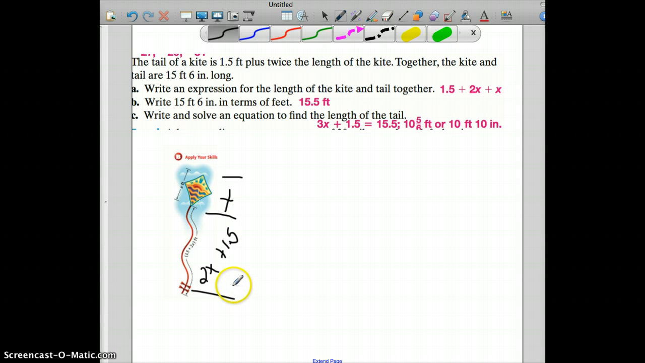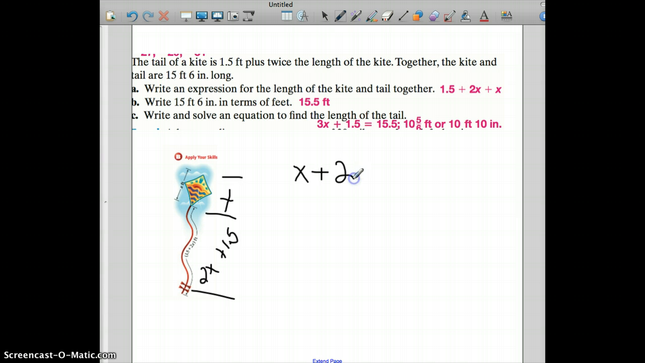Here is the length of your tail. Here's the length of the kite. So we end up getting the equation of x plus 2x plus 1.5. And again, that unit consistency is extremely important. And what that's going to equal is 15.5, because 6 inches is 1/2 of a foot. We can combine like terms, and then solve this two-step equation.